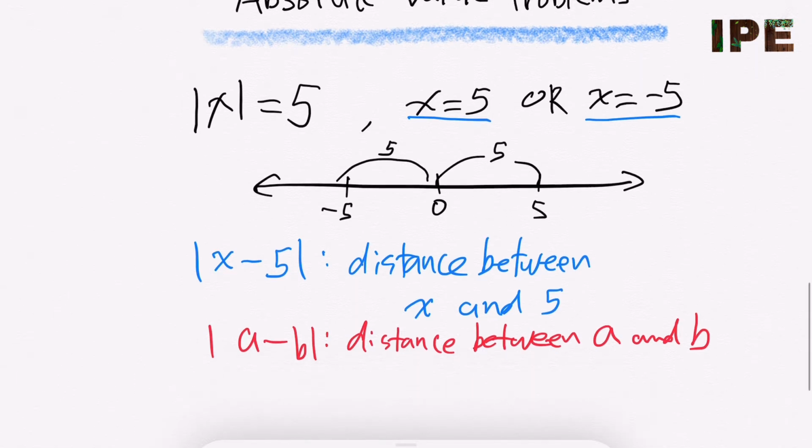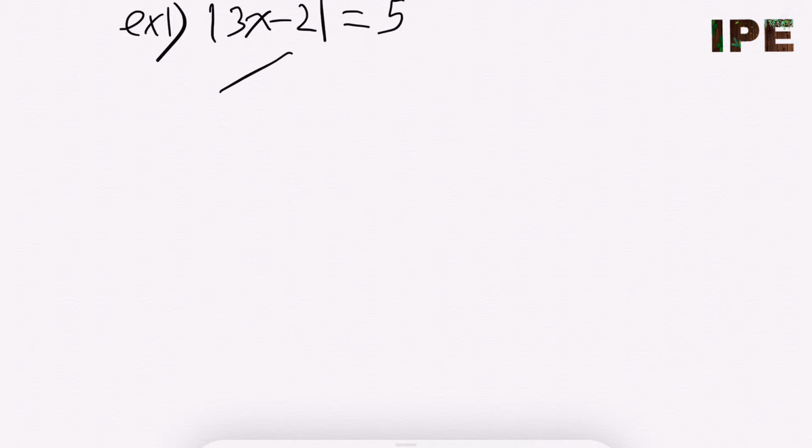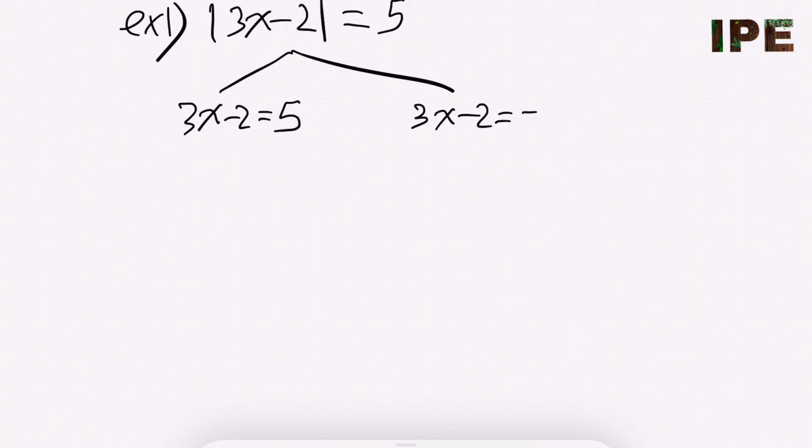Let's go to the second concept, the second thing in the SAT about absolute value. That's the absolute value equation. Okay, let me explain that with examples. The absolute value of 3x minus 2 is equal to 5. It is a very easy example, right? That means you have to solve twice, right? 3x minus 2 can be 5, definitely, or 3x minus 2 can be negative 5.